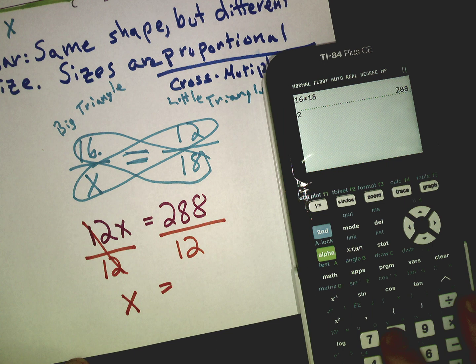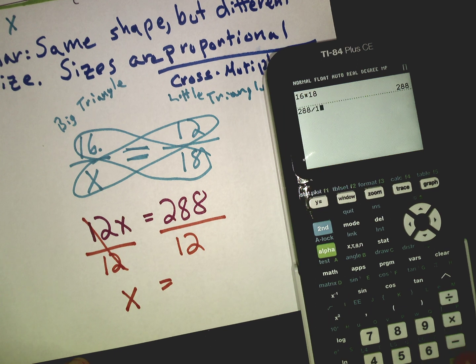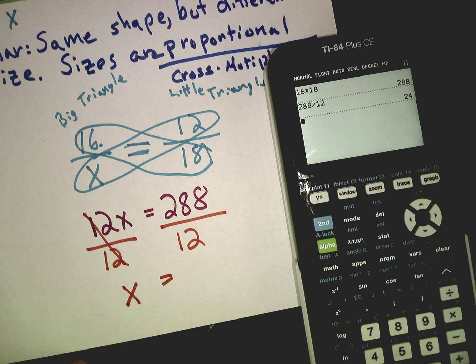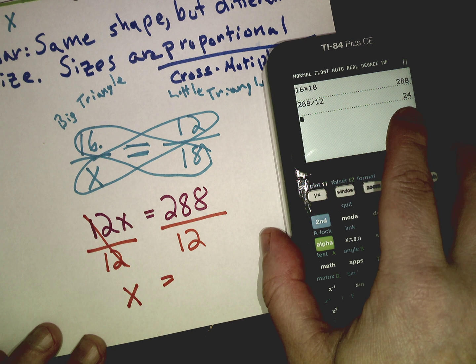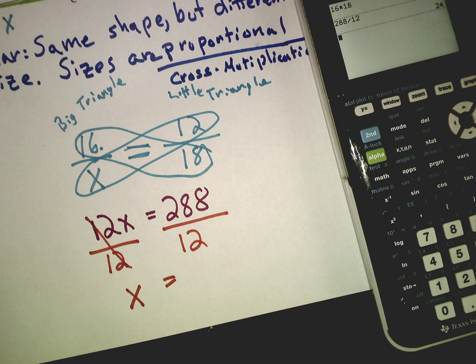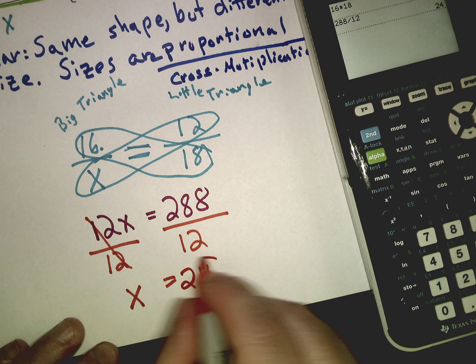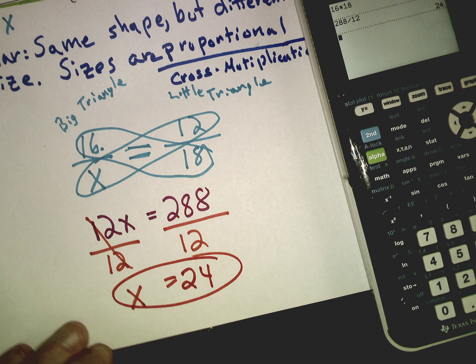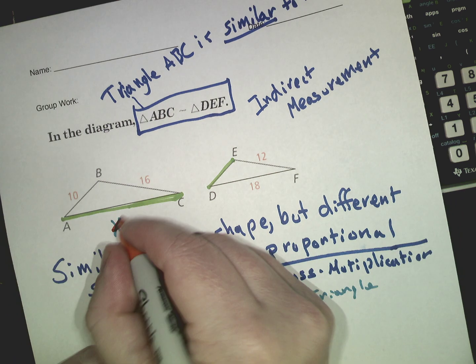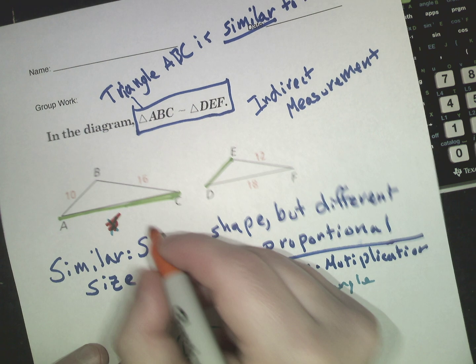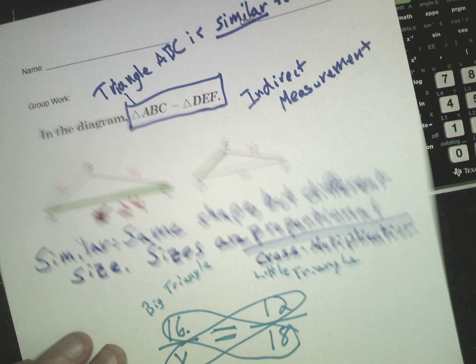Again, that's another number I definitely don't know enough about, so I'm going to put it in the calculator. Comes out nice and even in this case. I like that. 24. X equals 24. So going all the way back to the top, now I don't have an x here. Now I have a value, 24.